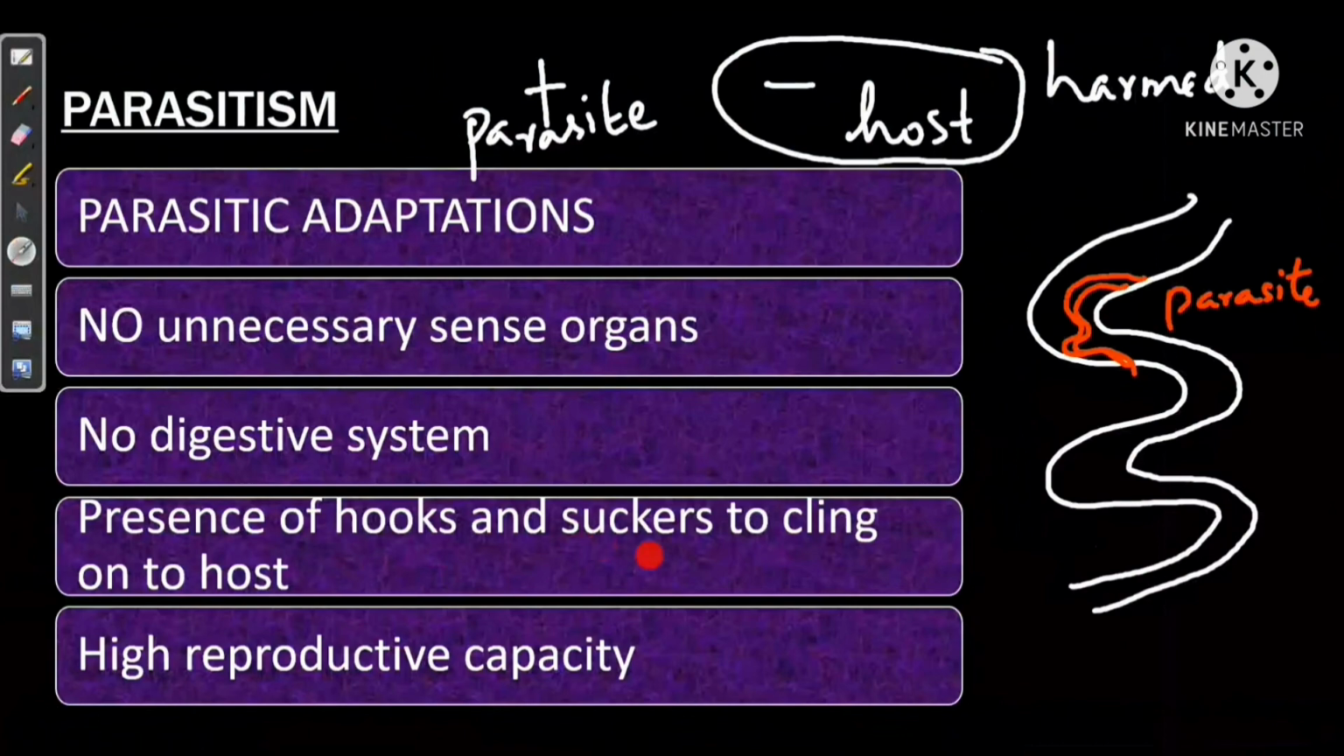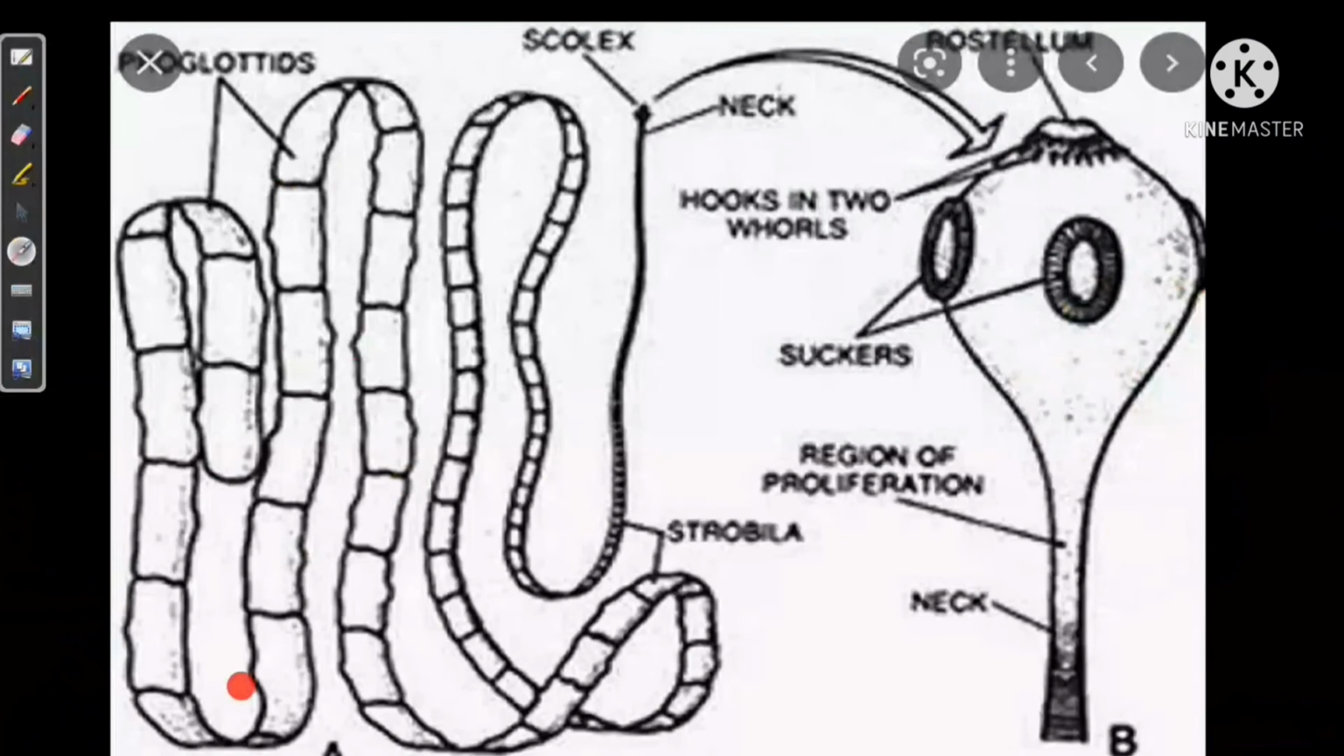They also have hooks and suckers to cling on to the host. So this is a parasite. It is a tapeworm. This is its head. On the enlarged view, you can see the head has hooks here and the suckers here that help the parasite to cling on to the host organs like the intestine.